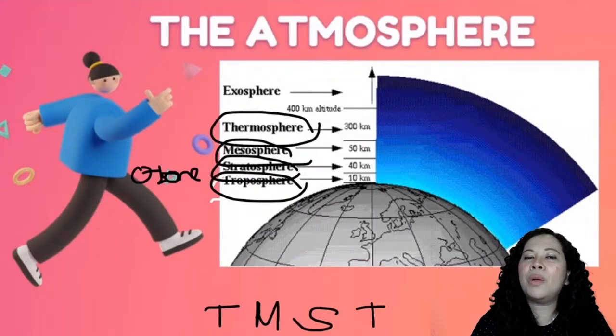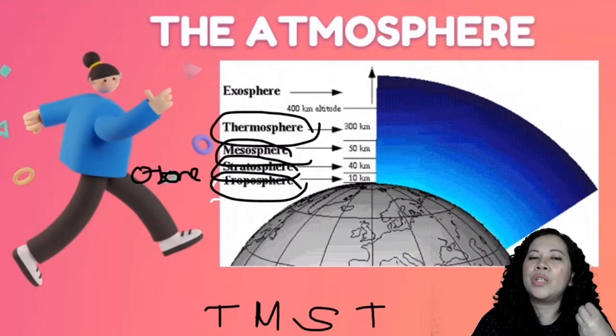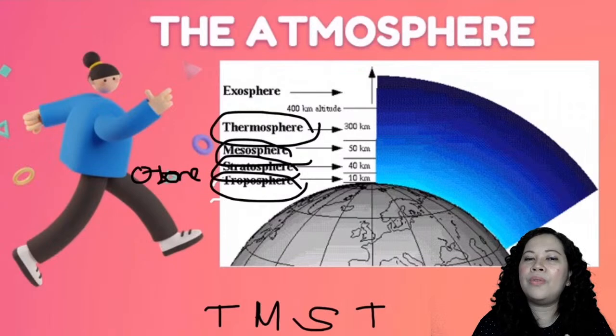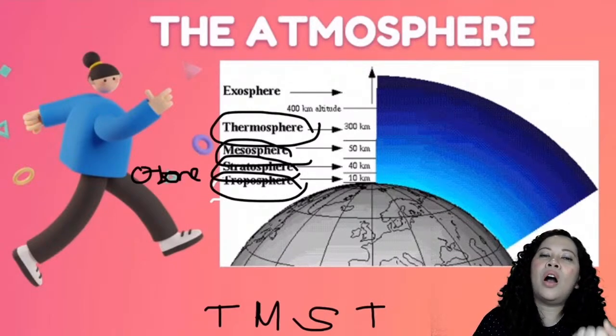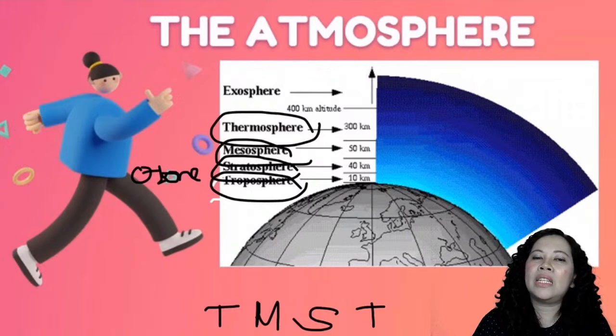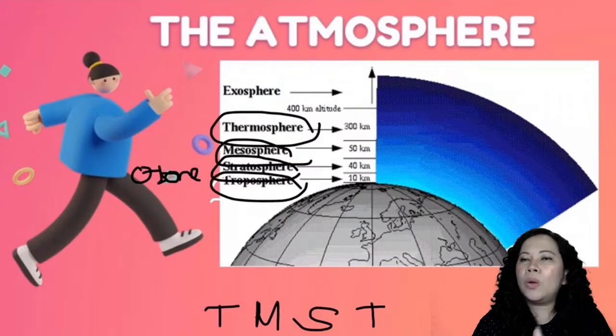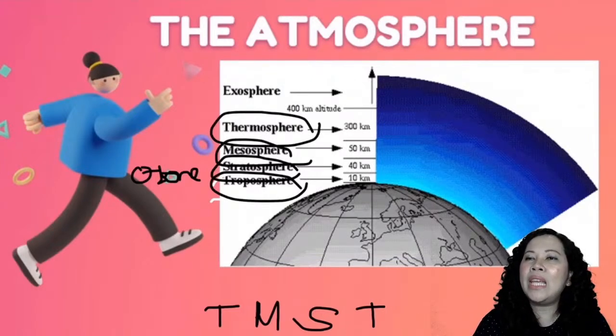Okay, so from the word thermo, meaning temperature, the temperature here can reach up to 2000 degrees Celsius, but it would feel very cold. Why is it so? Because there are too few hot molecules to transfer heat. Temperature can vary greatly here because of the solar activity from the sun. So thermo, from the word thermo, meaning heat.